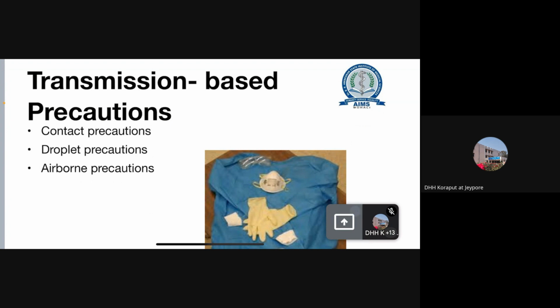But if you are anticipating any other major exposure, then you should also follow the transmission based precautions. If contact is there, then apron; if droplet, then N95. In case you are thinking droplets could be there, then you can wear more masks and so on.